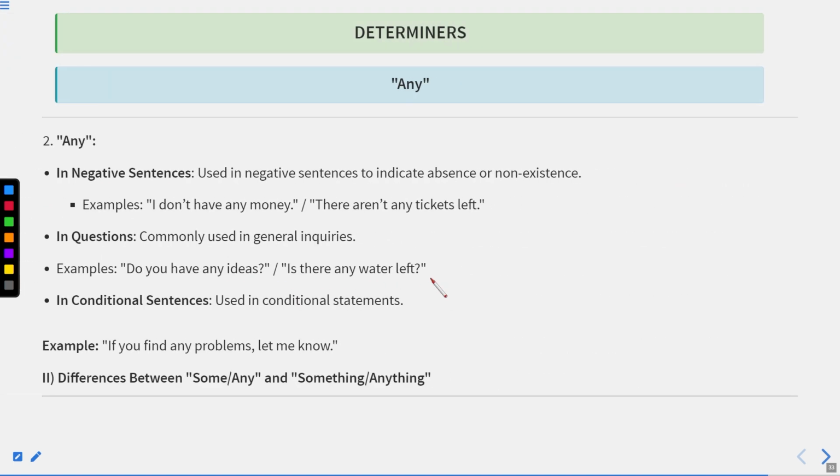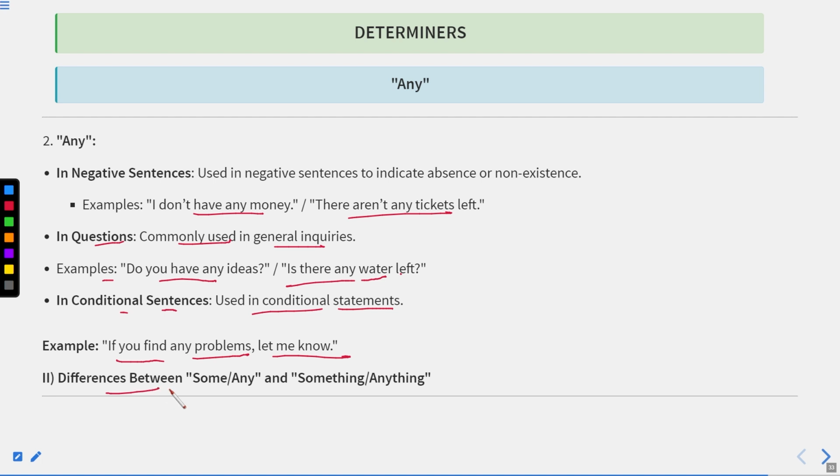Any in negative sentences is used to indicate absence or non-existence. Examples: I don't have any money, there aren't any tickets left. In questions, it is commonly used in general inquiries. Examples: do you have any ideas? Is there any water left? In conditional sentences, used in conditional statements, for example, if you find any problems, let me know.